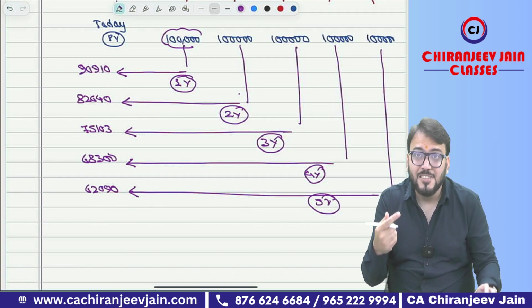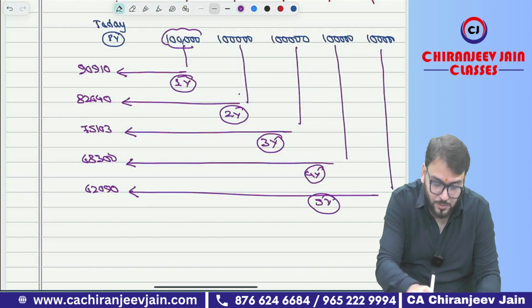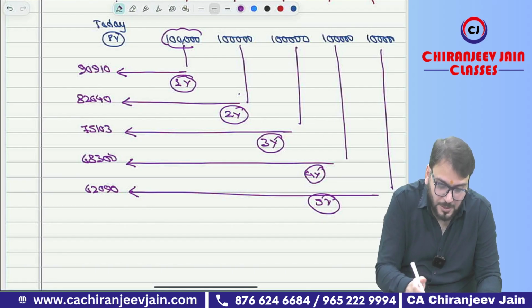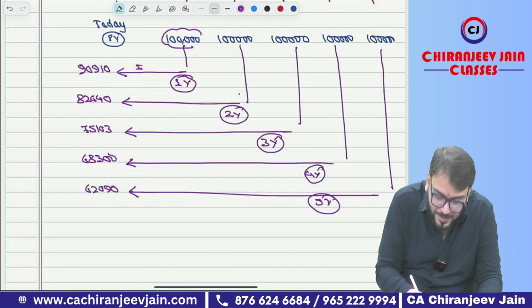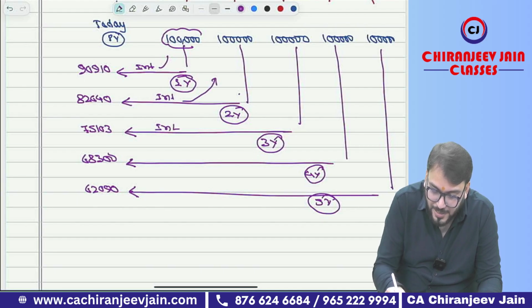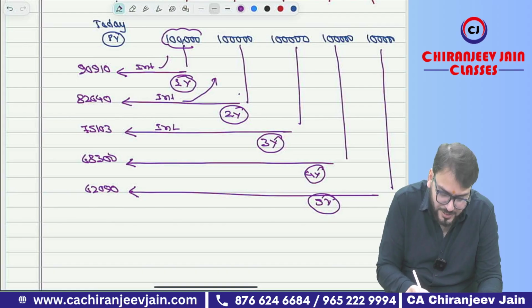Means if you want to just think about mathematics, 90910 first amount, add interest for 1 year, you will get this amount. Add interest for 2 years, you will get this amount. Add interest for 3 years, you will get this amount. Just check. Let us check this amount.